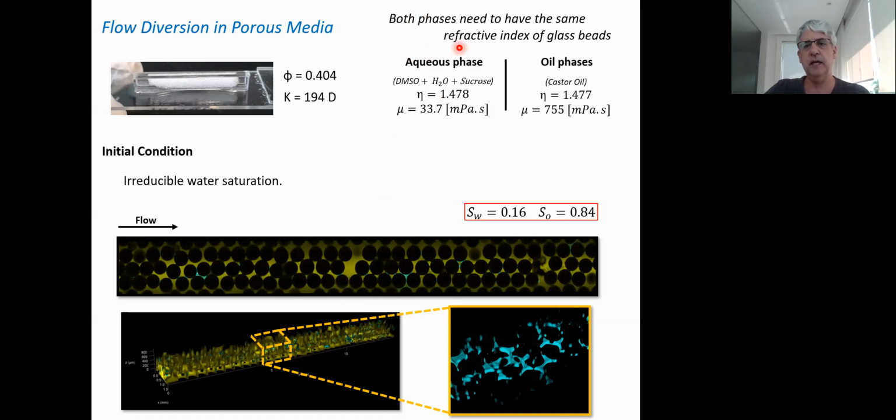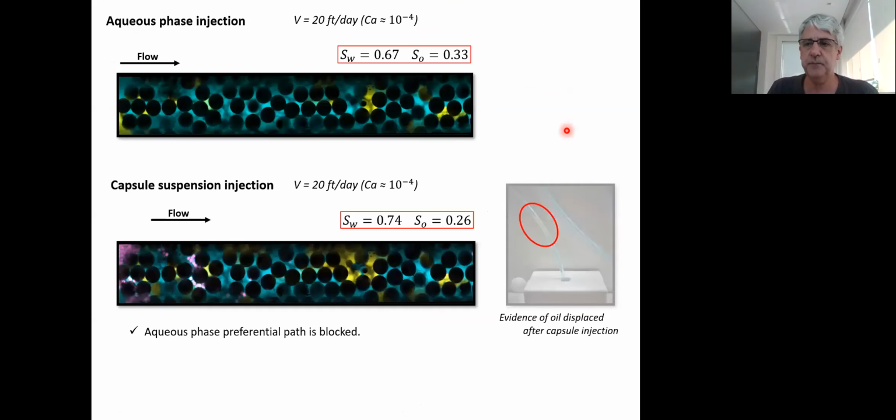We use for the aqueous and oil phases these fluids that I'm showing here. And the tricky part is to get the right refractive index, because you need to match the refractive index of the glass beads in order to get good confocal imaging. So in this case, our aqueous phase had a viscosity of 33 centipoise, and the oil phase has a viscosity of 750 centipoise. So you see that we have a very large viscosity ratio between the two phases. The aqueous phase is much less viscous than the oil phase, which would lead to a non-uniform displacement.